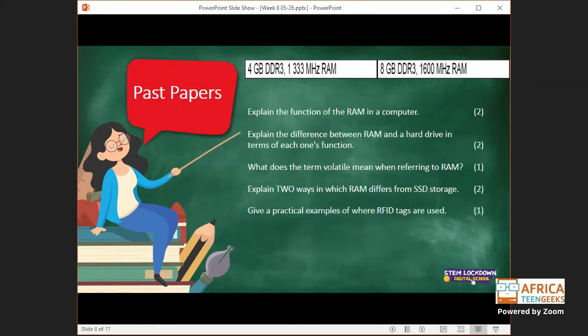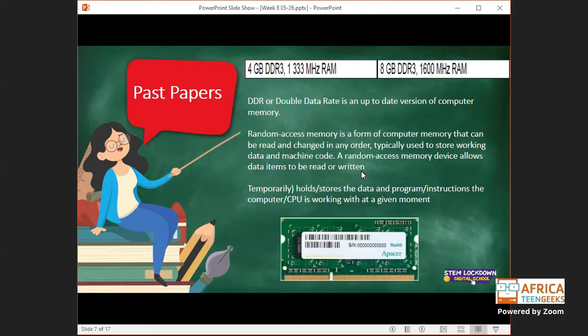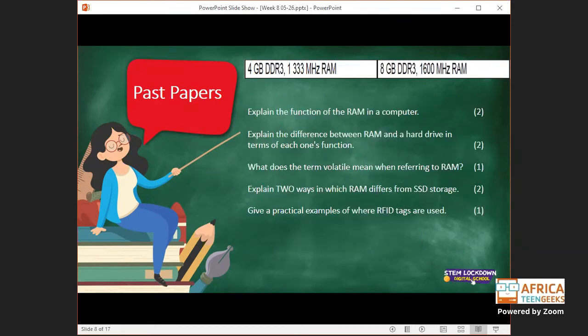Okay, there's a few questions there. They like asking questions about the RAM especially. So explain the function of the RAM of the computer. Now, I said there in the previous one, that's there for all your instructions, and it holds the data and program while your CPU is working with it. Okay, explain the difference between RAM and hard drive in terms of each function. Who can tell me the difference there between the two?